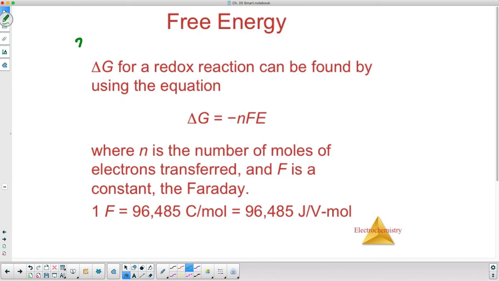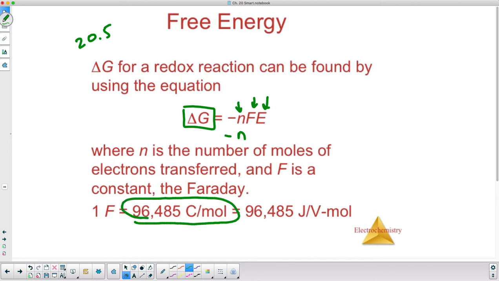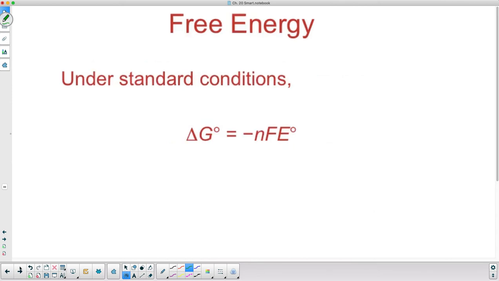This is 20.5, but I'm going to take a second here to talk about this. Notice that we got delta G from last chapter. So our redox equation can be found by delta G equals minus n F E. This is Faraday's constant here. This is our energy, and this, of course, is the same n, meaning number of moles. The Faraday constant is this one here, in coulombs per mole. Then E is the one we've used before.